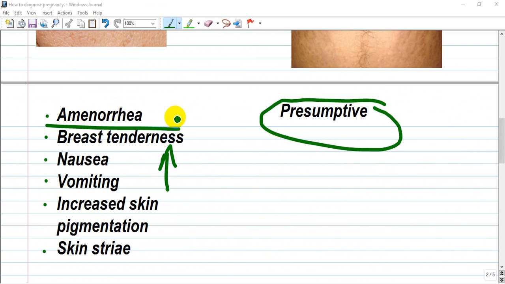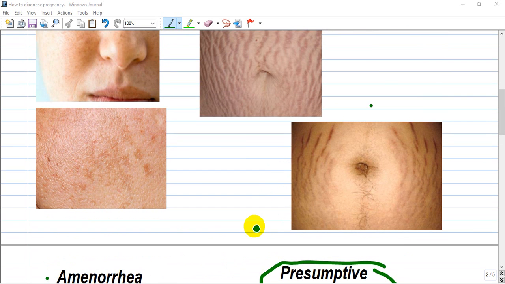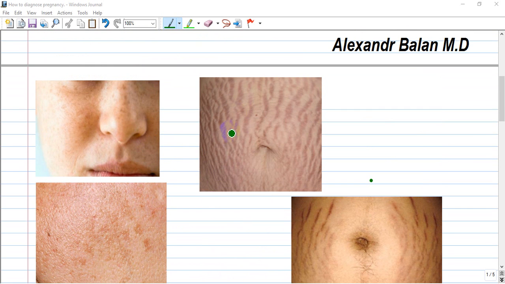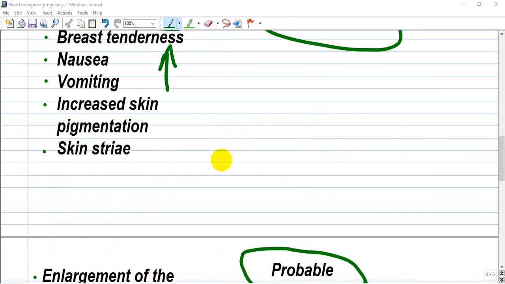It's the first thing that women feel and can count, like from the last menstruation and the duration, knowing the duration of the normal menstrual cycle. Breast tenderness, nausea and vomiting from increased beta-HCG, increased pigmentation of the skin, of the face, of the abdomen, skin stria. We have seen these images like chloasma and umbilical stria or skin stria around the umbilicus.